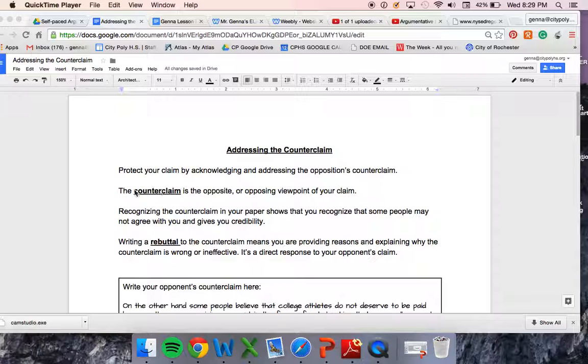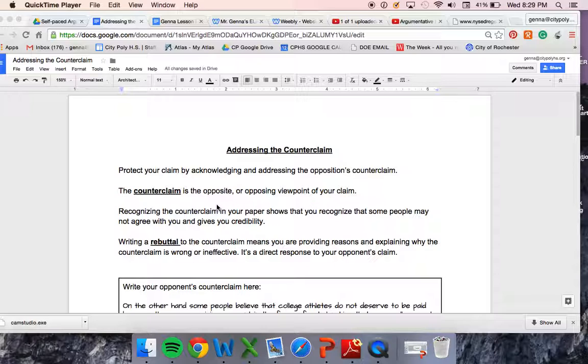So as we see here, the counterclaim is the opposite or opposing viewpoint of your claim. So wherever you're at, right, if you're saying that college athletes should be paid, the opposing viewpoint is that college athletes should not be paid. It's a pretty easy way to think about it: you have 2 sides of an argument, and what is the other side, right?